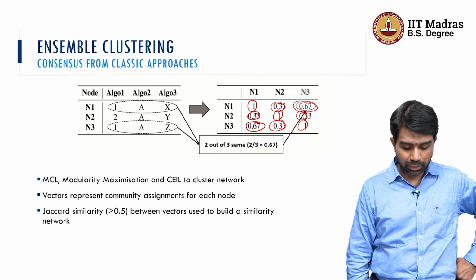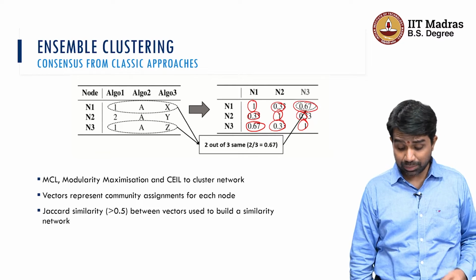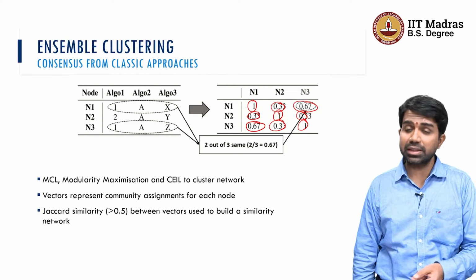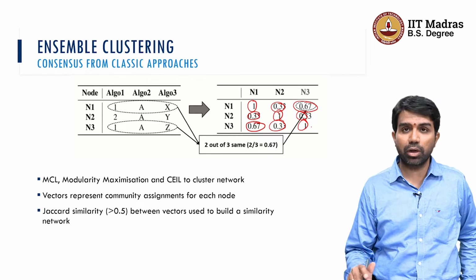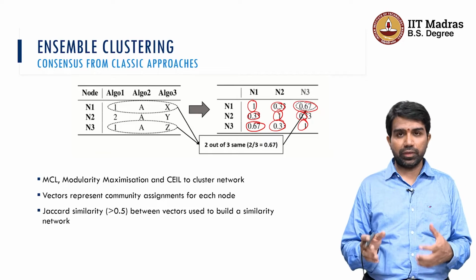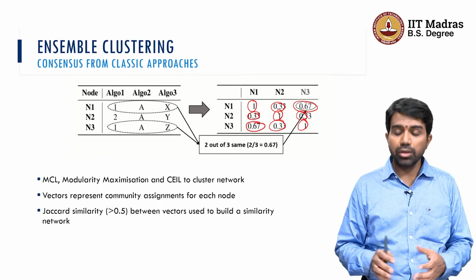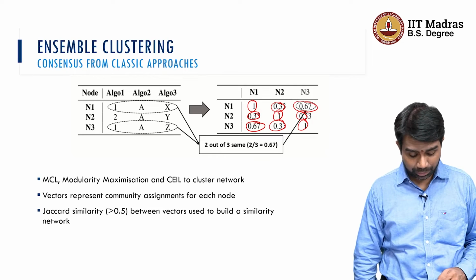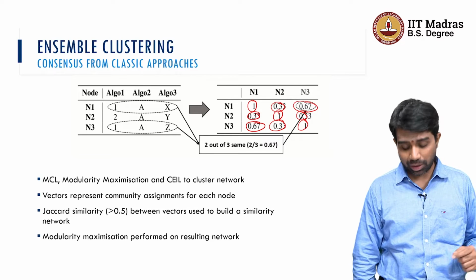We then use Jaccard similarity between these vectors to build a similarity network. So whenever the similarity is greater than 0.5, we use those edges to build a network. Whatever is greater than 0.5, we keep; less than 0.5, we discard. So you now have a different network, and we ran modularity maximization on this network.